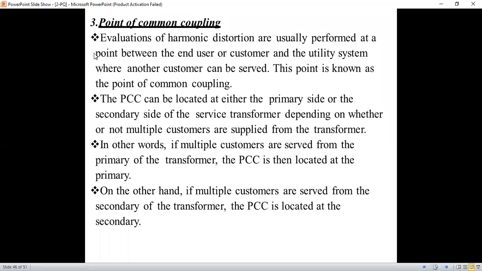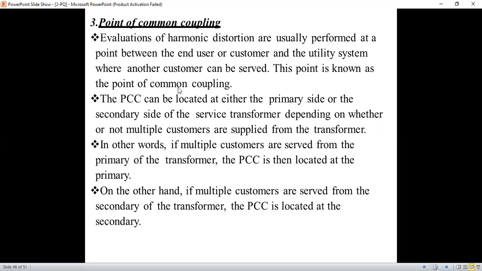No. So that is the utility system where another customer can be served. Different utility systems are there, and region-wise the distributions are different, so like that different customers can be connected here. Now the point where the utility system, end users and another customer are connected, that point is known as the point of common coupling. That is called PCC. We are going to call that one here.